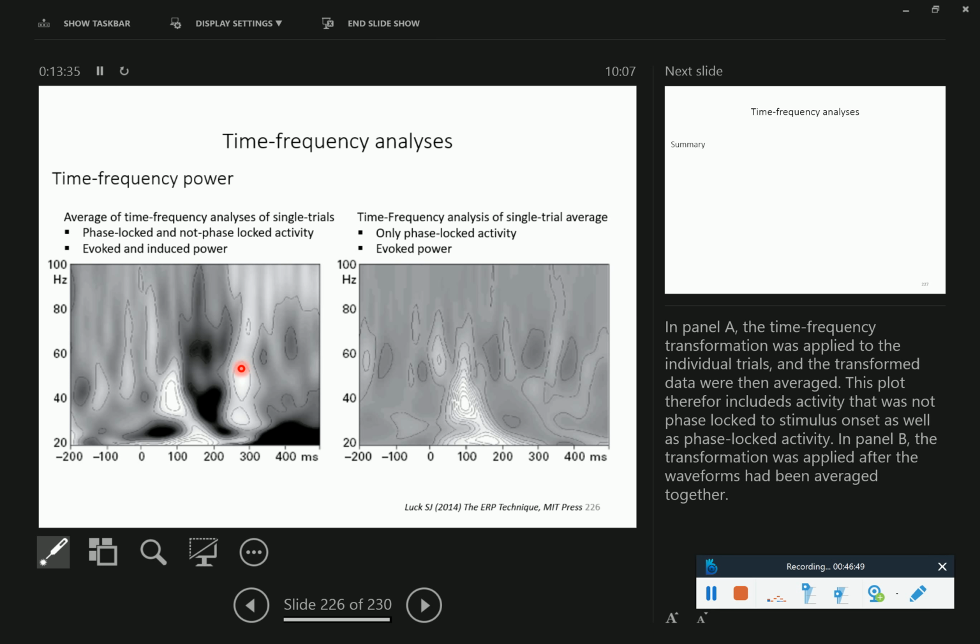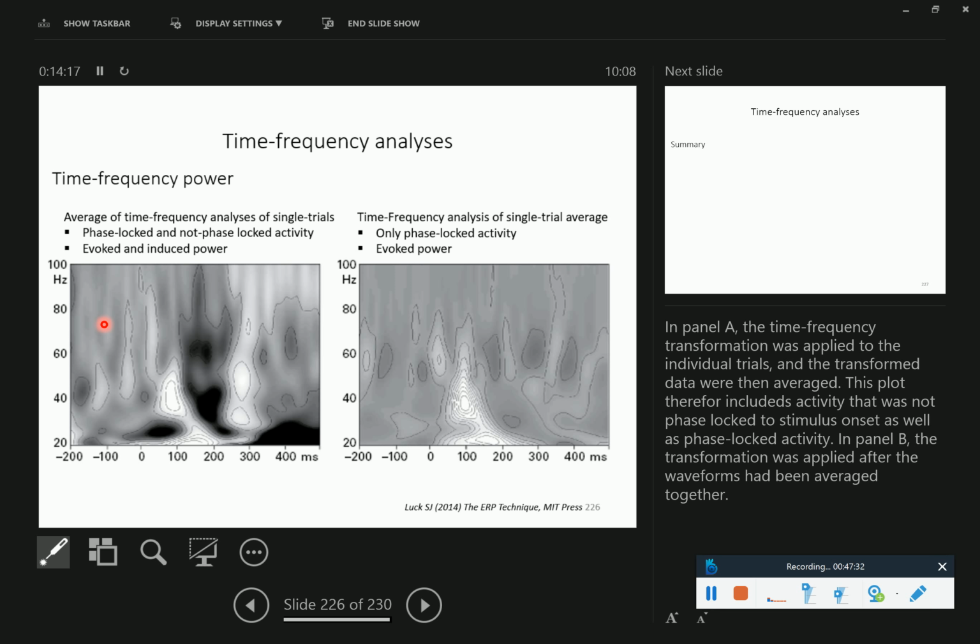That must be meaningful. In panel B, the transformation was applied after the waveforms had been averaged together, and here you see that this is purely evoked power. This and this is the same. So the interesting thing here would be the stuff in this case here. This is, I think, from an original paper by Tallon-Baudry, who brought this whole thing up. The interesting thing would be to subtract this from this, and then you see something more than you would see in a classical ERP analysis. And it would be clear what you see.